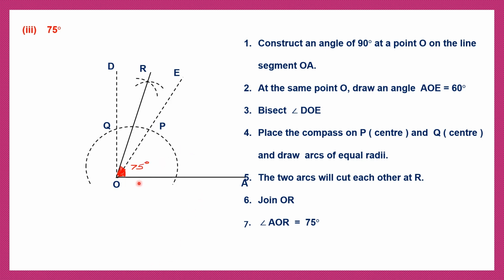So here you need to think carefully. So you have to construct 75. So what did we do? First we constructed 90. Then we constructed 60. Now the space between 90 and 60 is 30 degrees, which we bisected. So now when you add up 60 plus 15, you get 75. So how did we get this? We added up 60 degrees plus the 15 degrees and we got 75 degrees.